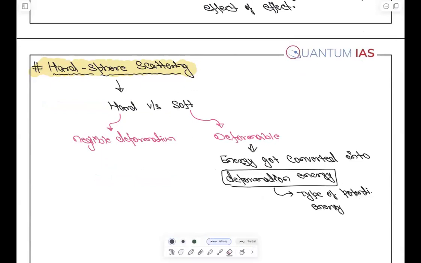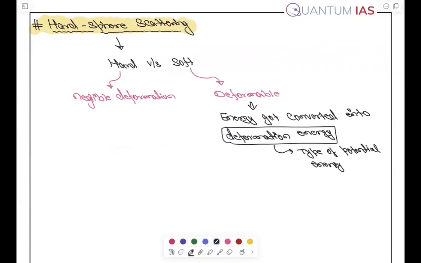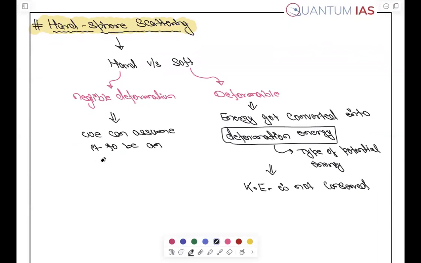But one thing is sure, when we are dealing with this soft thing, we can simply say that kinetic energy is not conserved. Kinetic energy is not conserved. Okay, if it is negligible deformation, we can assume it to be an elastic collision.